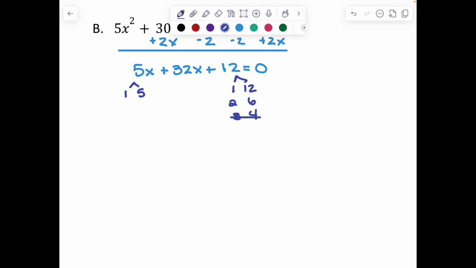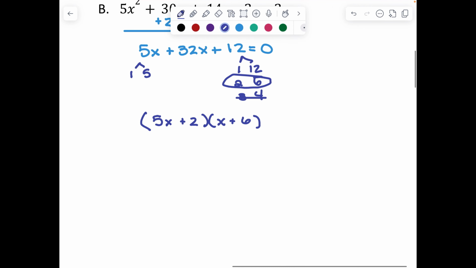1 times 2 is 2. 5 times 6 is 30. That is going to give me 32. That's not what I wanted. So that tells me that I'll have a 5x, and that 5 has to be multiplied by my 6. So it goes in the opposite set of parentheses. So I have 5x plus 2 times x plus 6 is equal to 0.